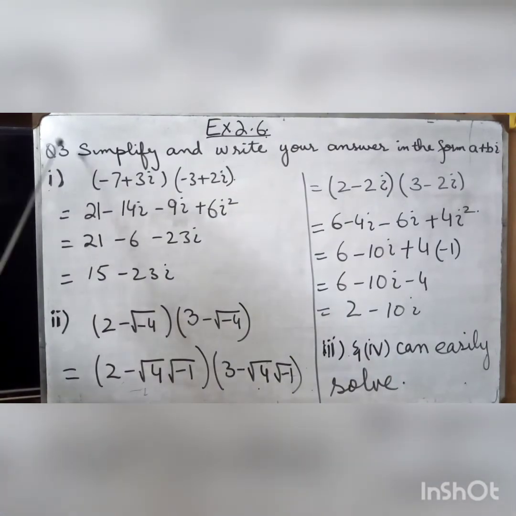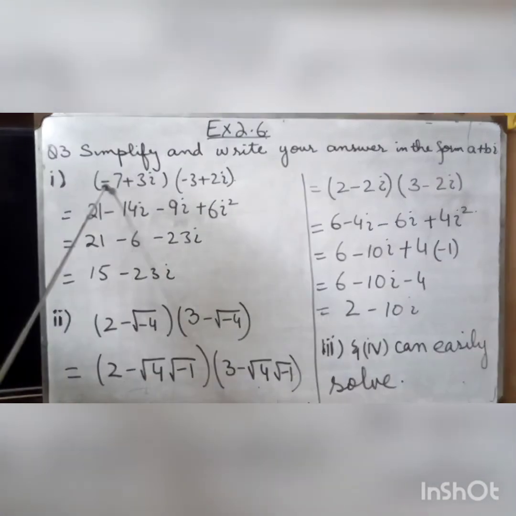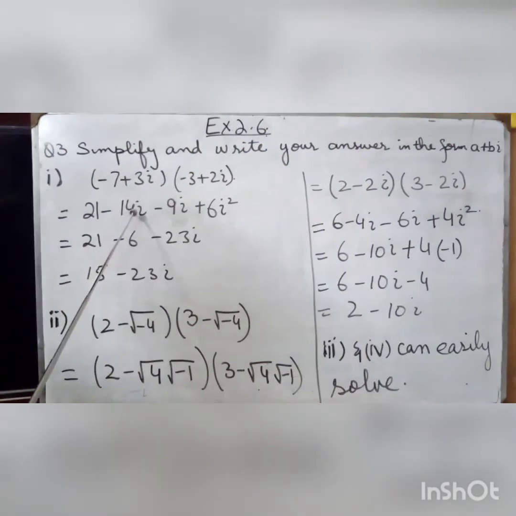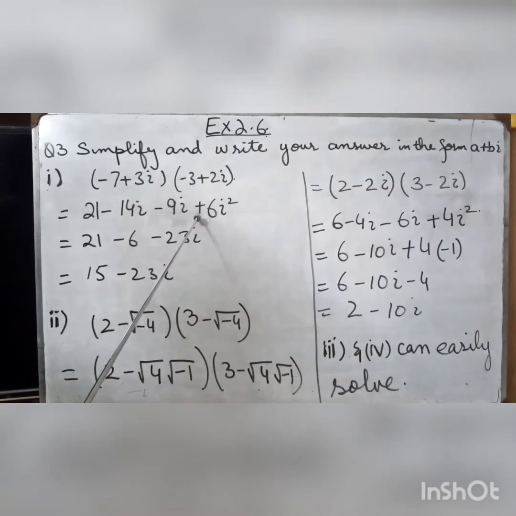Part 1 of question number 3. Minus 7 plus 3 iota into minus 3 plus 2 iota. Expanding them, we have 21 minus 14 iota minus 9 iota plus 6 iota square. So we have 21 minus 6 minus 23 iota. After solving this, the answer is 15 minus 23 iota.